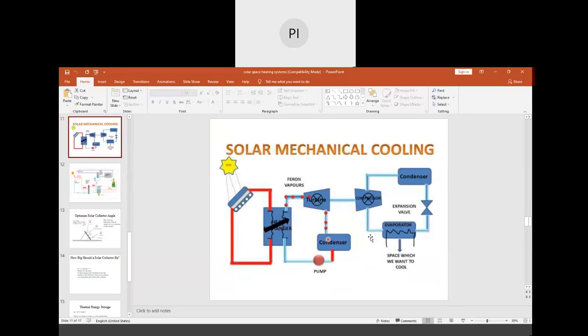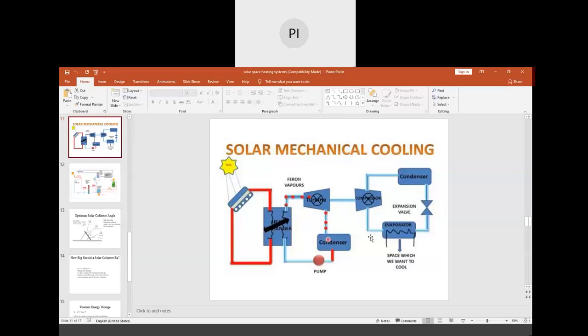Here we observe a solar flat plate collector and a heat exchanger, which we apply for cooling purposes. The hot vapors are pushed to the turbine. The turbine converts heat energy into mechanical energy, and the vapors get cooled as some heat energy is lost. Then they go to the condenser, which condenses the vapors, and then they are fed to the compressor.